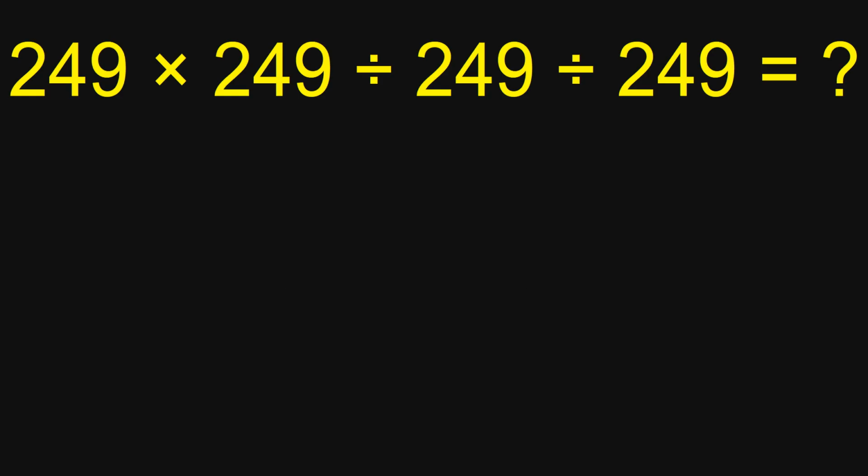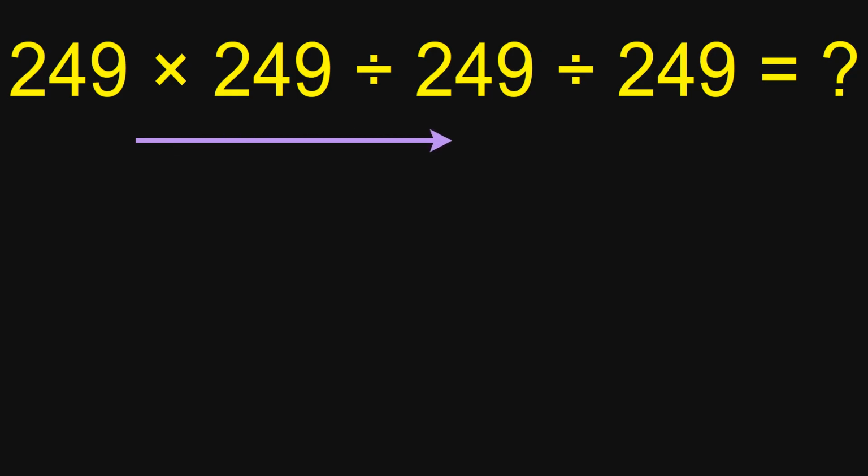In our problem we have 249 times 249 divided by 249 divided by 249. And because according to the order of operations, we have to work from left to right.